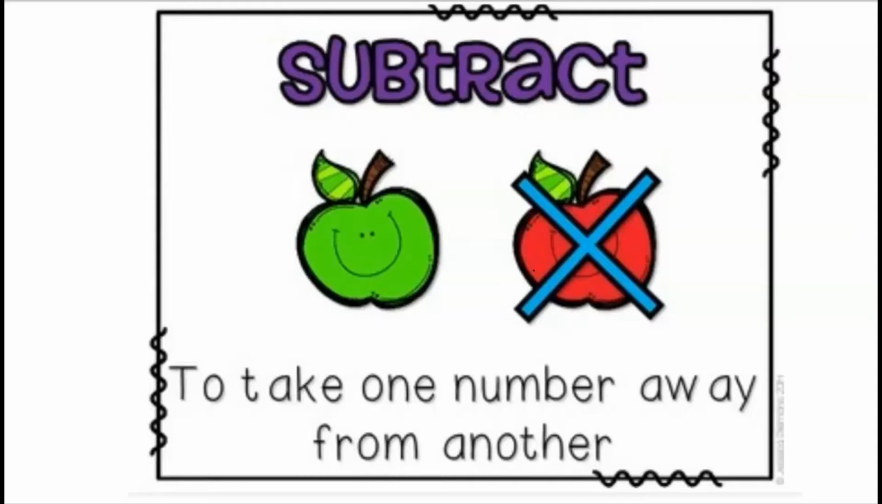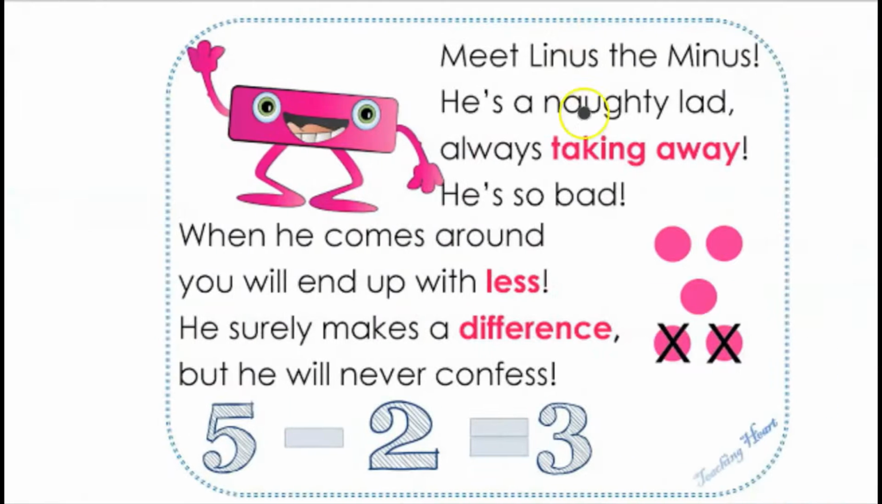When we subtract, we take a number away from another one. We can show subtraction by crossing out something, Xing it out. When we see a minus sign, that means we're taking away, or the number is going to be less. So let's do some practice with decomposing 8.